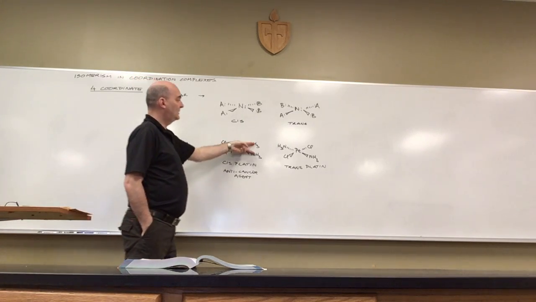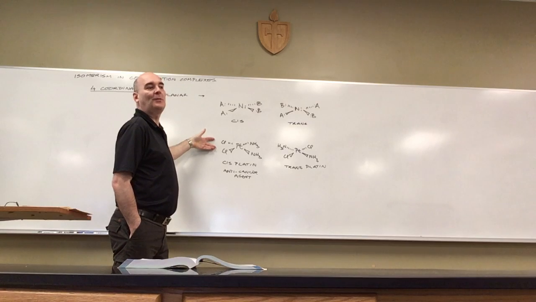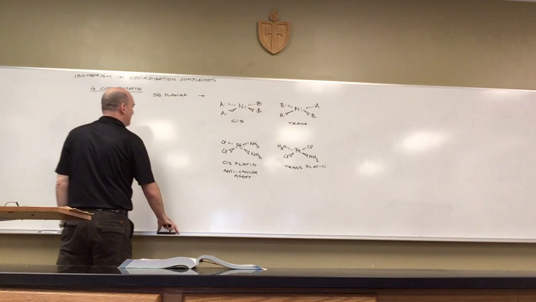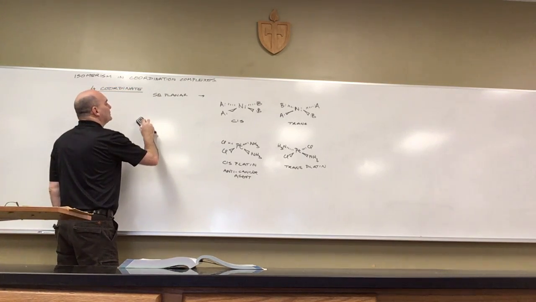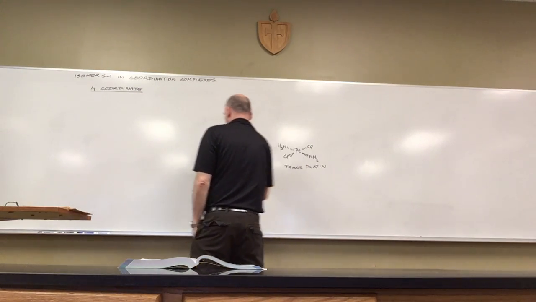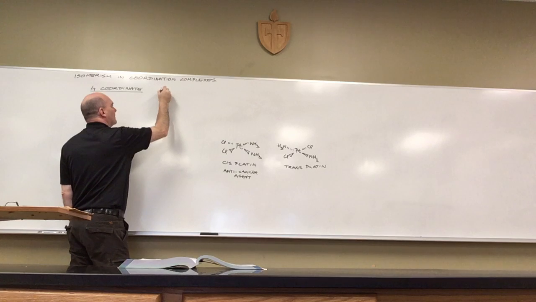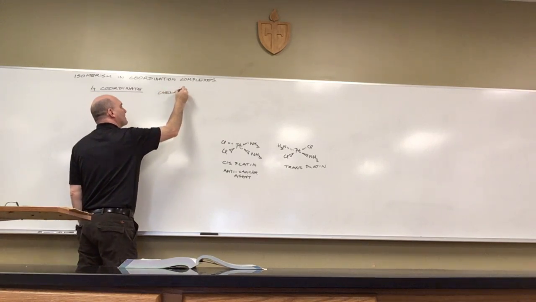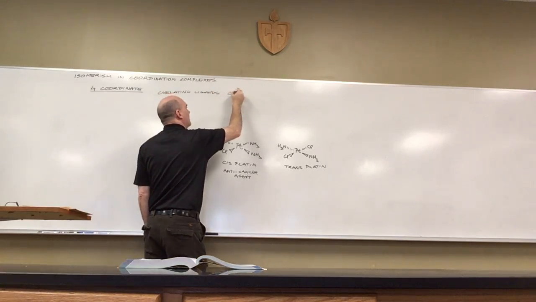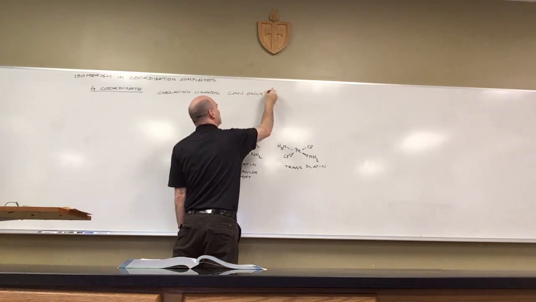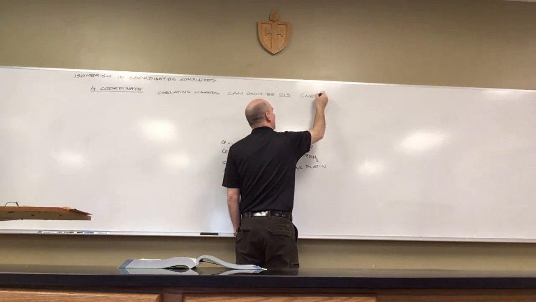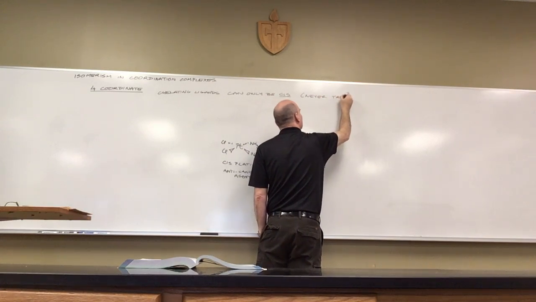It says right here. Well, obviously, there's only 4 places. So if one of these is cis, then the other 2 are cis as well. Okay. There's more. A little bit more. Chelating ligands can only be cis. They can never be trans.